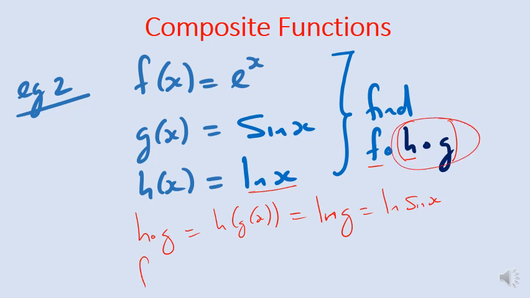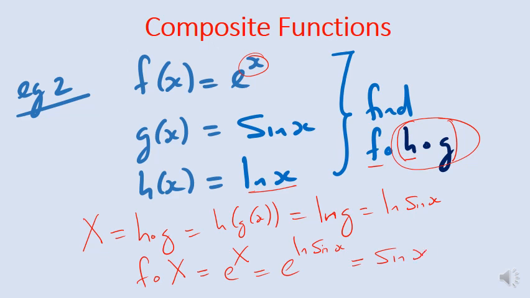So now we're going to go f circle, and let's call this composition capital X. So now f circle h circle g is nothing more than f circle X. And it tells you, wherever there's an x in f, we shall replace it with capital X. So that becomes e to the x, which is nothing more than e to the ln of sine x. And most beautifully, e to the ln of sine x is nothing more than sine of x.